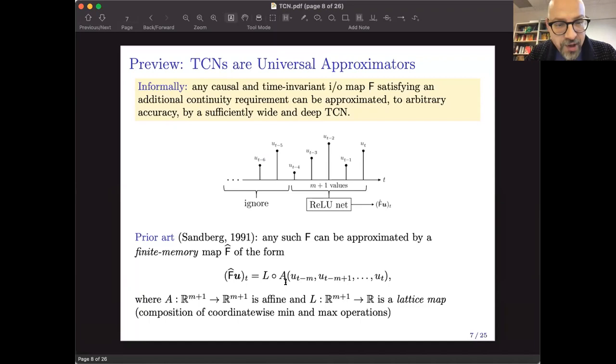Now, what I want to do in this talk is actually, first of all, make it quantitative, because Sandberg didn't really specify how many units you need. And then I want to relate this to recurrent systems as well.